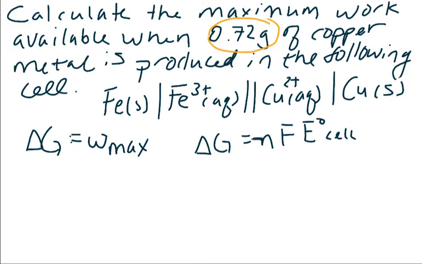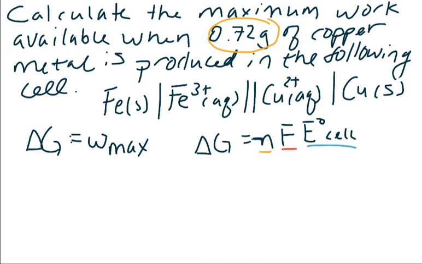So in order to know how much work we could get from this particular cell, we need to know three things. We need to know how many moles of electrons are transferred. We need to know what Faraday's constant is, that's probably the easiest one, and we need to calculate the potential of the cell. So let's start with n, finding how many moles of electrons are transferred in this reaction.